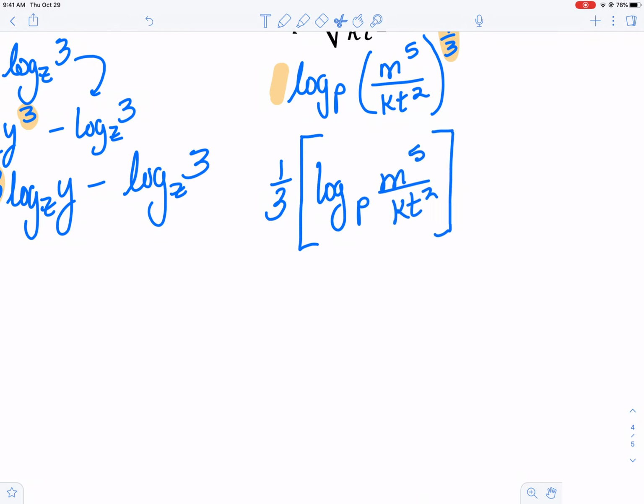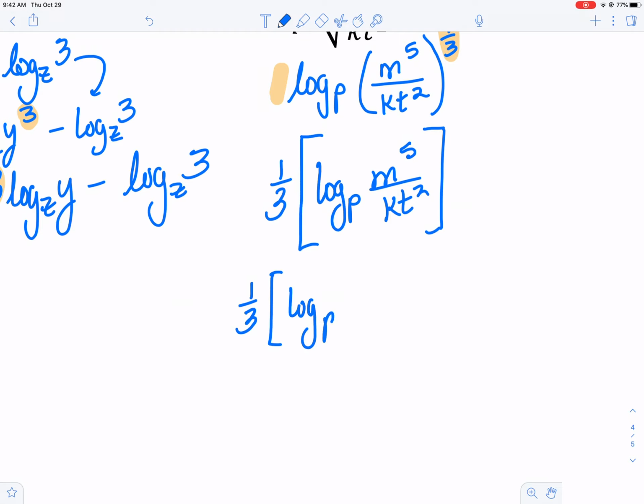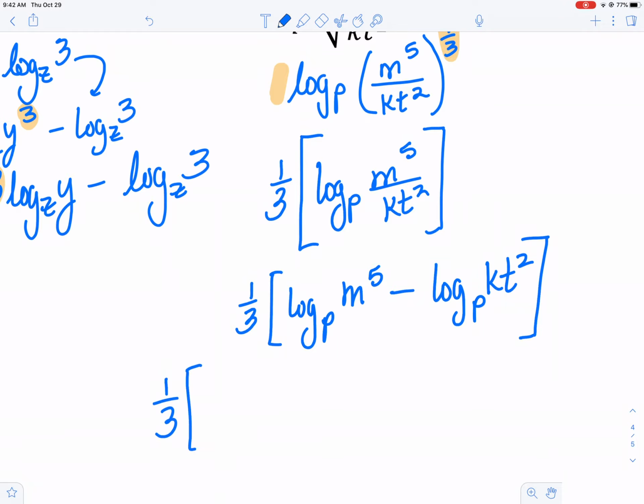Notice I have a division in there. So that means I'm going to do subtraction. I'm going to leave my 1/3. So I have m to the 5th minus log base p kt squared. I can keep going, because this is multiplication. So with multiplication, I've got to keep splitting it up until I just have one thing that I'm taking the log of. Keep my 1/3, log base p, m to the 5th, minus log base p of k, plus log base p of t squared.